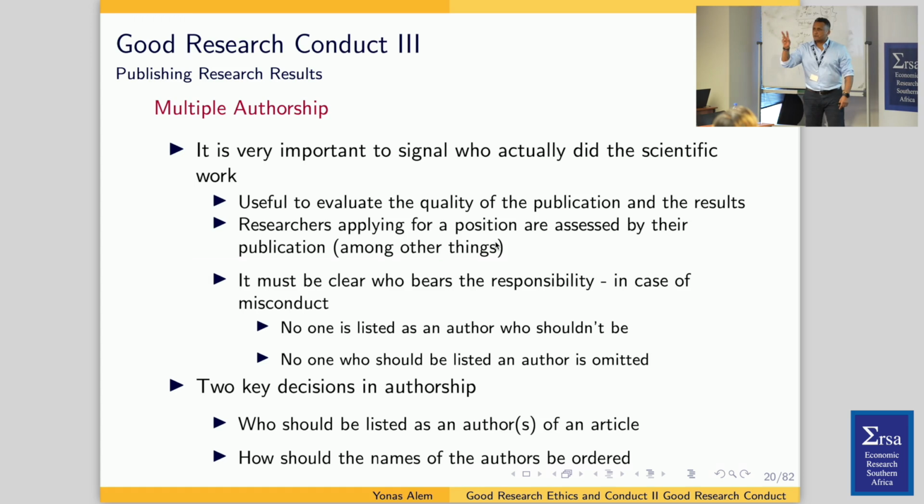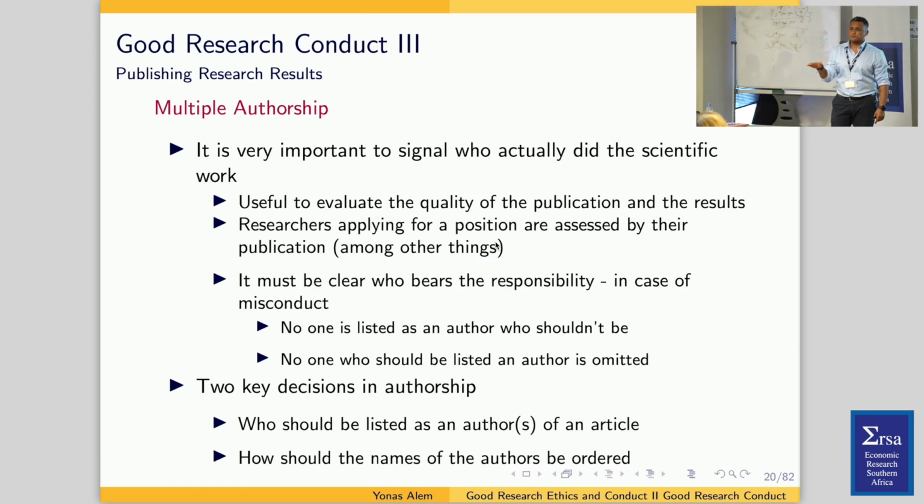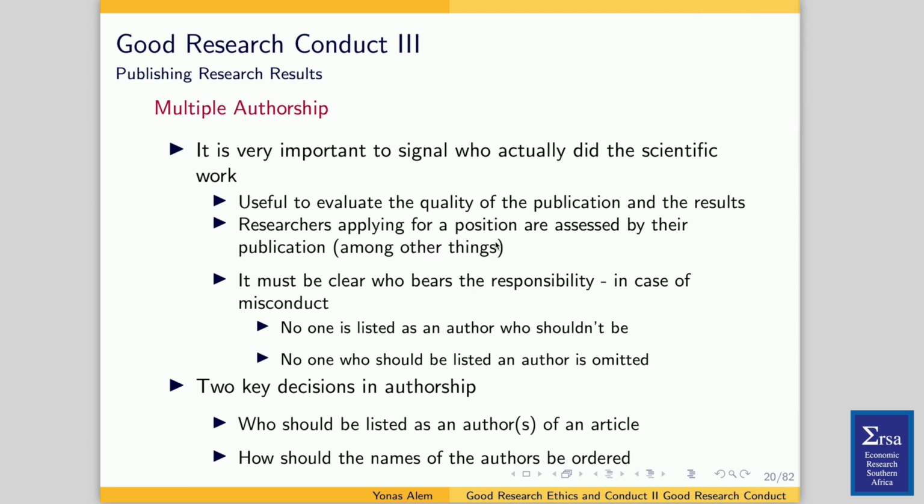So 2 things that you should never forget. No one is listed as an author who shouldn't be. They shouldn't be an author, but they are in the paper. This is a violation of authorship ethical guidelines. No one who should be listed as an author is omitted either. That means someone contributed as an author, but you did not include them. This is again an ethical violation.